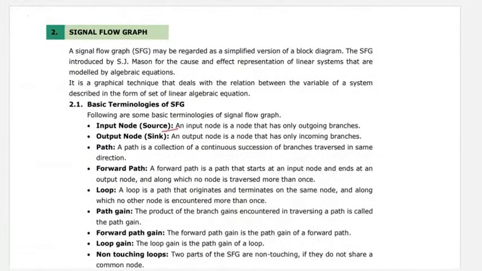So what are the basic terms used in a signal flow graph? You should know what a source is. Source is nothing but the input node, so only outgoing branches will be there. Sink is the output node, only incoming branches will be there. So that is the difference.